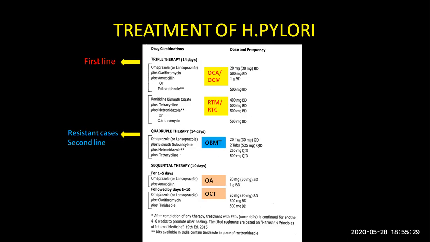So this sequential therapy has good patient tolerance since the adverse effects are less, and also the regimen gets over by 10 days.